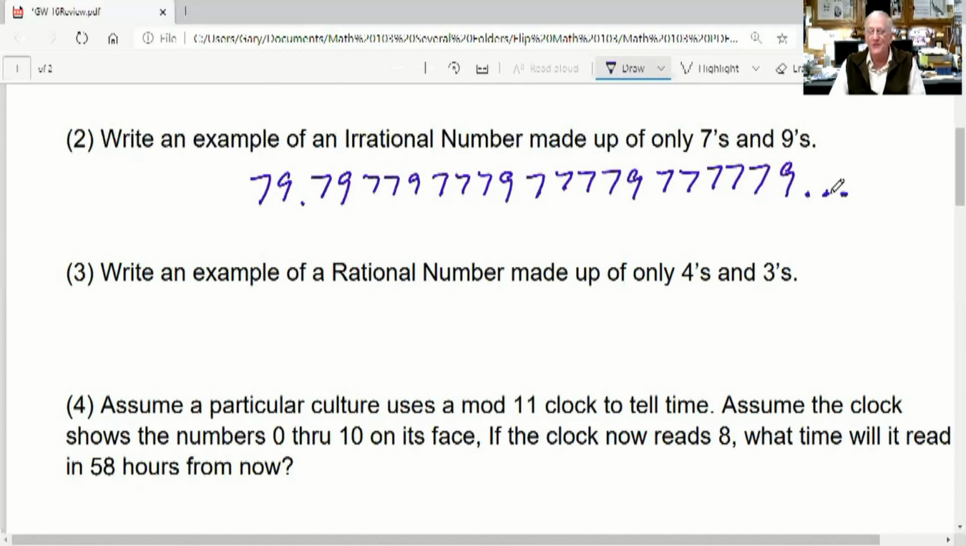All right, let's go on to number 3. Write an example of a rational number made up of only 4s and 3s.